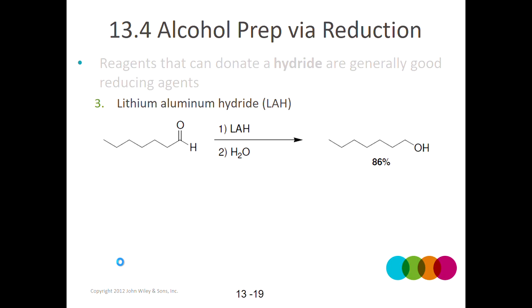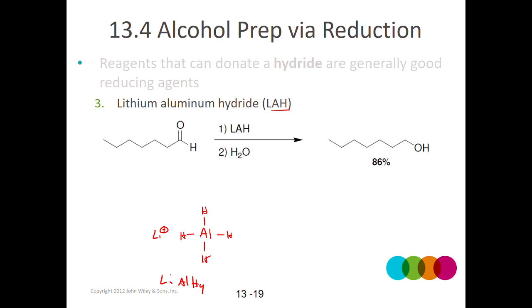Another option is lithium aluminum hydride, which is abbreviated LAH. The molecule involves a lithium as a spectator counterion, and then there's aluminum that will be bonded to 4 hydrogens. So this is lithium aluminum hydride, or LAH. And this is similar, but aluminum compared to boron is significantly less electronegative.